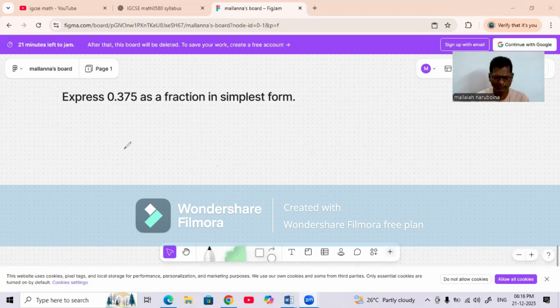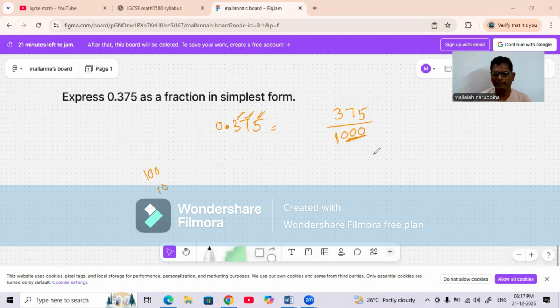Express 0.375 as a fraction in simplest form. So first write the number 0.375. First write the digits 375. Put the division symbol. Then there are 1, 2, 3 digits after the decimal, so write 3 zeros and put 1. If there is a decimal after 2 digits, you write 100 in the denominator. If the decimal is after 1 digit, you write 10 in the denominator. Here there are 3 digits after the decimal, so write 3 zeros and put 1 here.